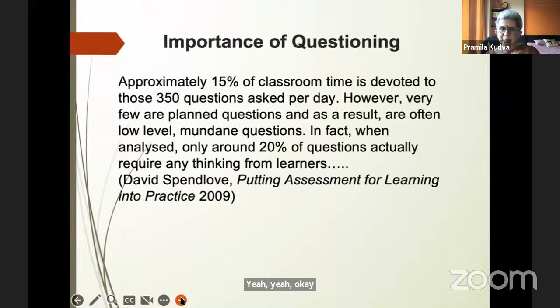Okay, so now importance of questioning. I don't think I need to read this. You can read it yourself. So we asked 350 questions, but only about 20% of them actually require thinking from the learners. But in ancient India, debating was given the highest priority. Today we call it public speaking is necessary.